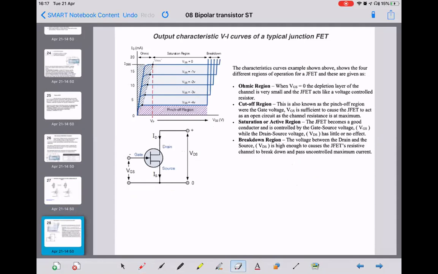So if you look at the top left-hand diagram, you've got the drain to source voltage across the bottom, and the current flowing through the drain, ID, on the left. And we've got this pinch-off region down the bottom.